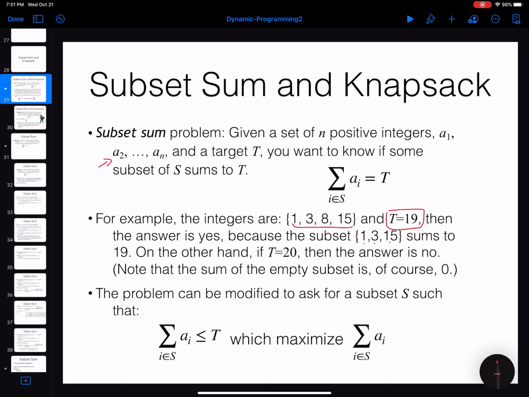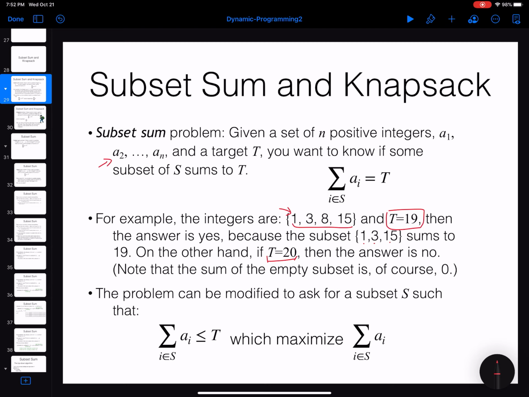And one more example, the answer is not always yes. For example, if in the same example I have t equal to 20, it's not possible to find any set of these 4 numbers that the summation of them will be equal to 20.